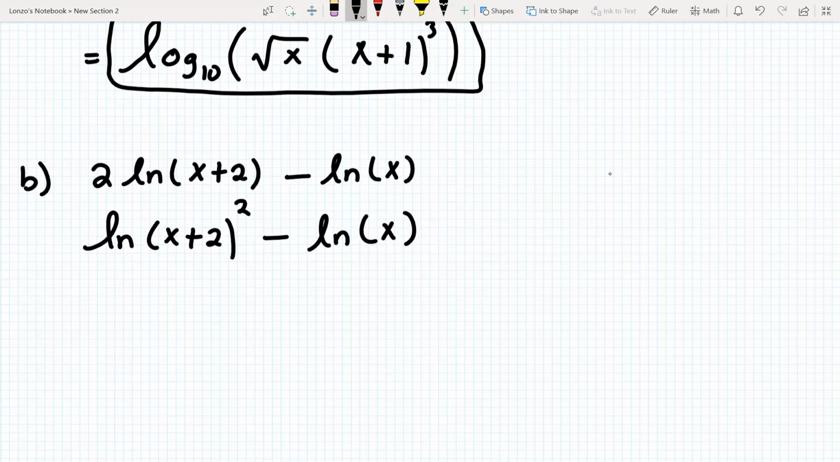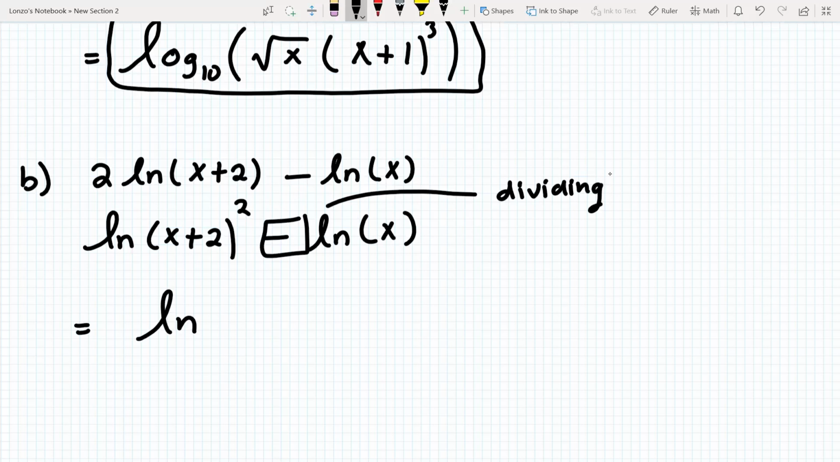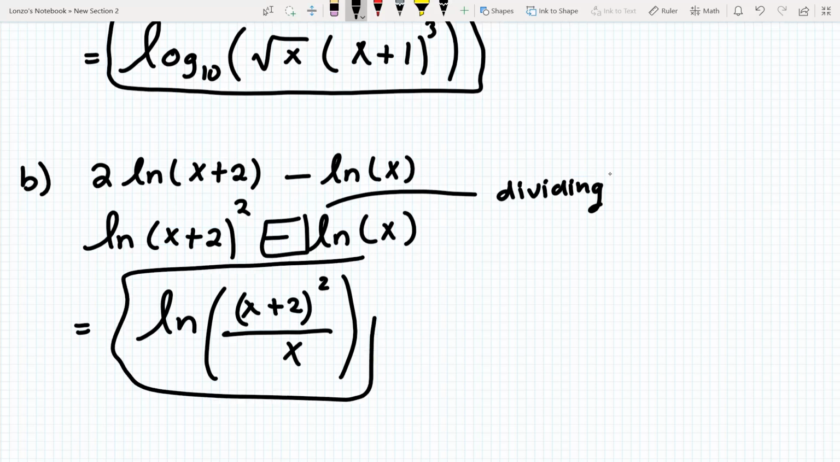Okay, and then I think we could just do one more last step, because what do we know about minusing logs? You're really dividing. So we can write this as your final answer as a single ln parentheses x plus 2 squared. And then this minus represents division, so it's going to be all over x. And that is it. That's your final answer in condensing.